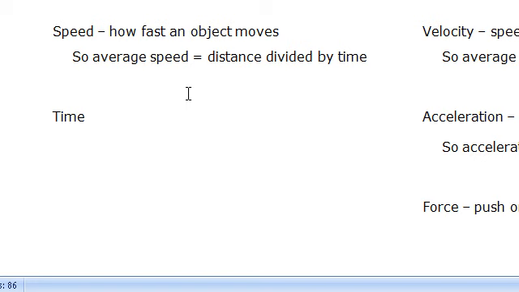I hope this set of examples has clarified the meaning of vector versus scalar for you. I would also like to suggest, if you have not already reviewed the kinematics videos that are on Blackboard, that you do that at this point.